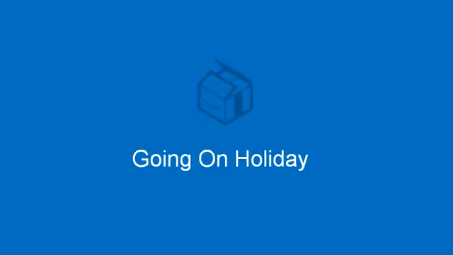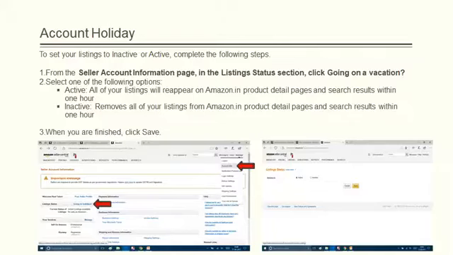Next, going on holiday. Let's say you want your listings to be halted for some time because you are not in a capacity to fulfill your orders, or you're going out of town, or you want to deactivate your account for some time. Then there is an option of going on holidays. Just go to the settings option, click on account info. Over here you will see an option of going on holidays. It will be under active status. Just change it to inactive and click on save.